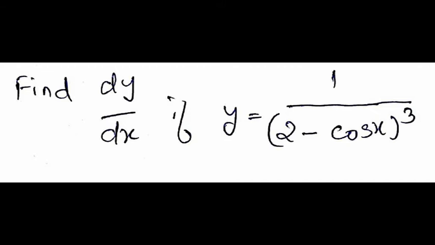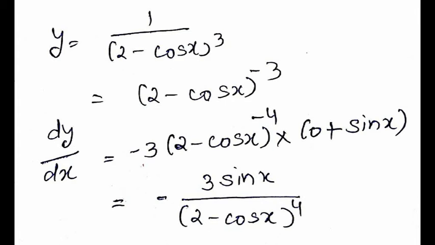Find dy by dx if y is equal to 1 upon 2 minus cos x whole cube. 1 upon 2 minus cos x whole cube can be written as 2 minus cos x whole raised to minus 3. And derivative is minus 3 into 2 minus cos x whole raised to minus 4 into 0 plus sin x, which is equal to minus 3 sin x divided by 2 minus cos x whole raised to 4.